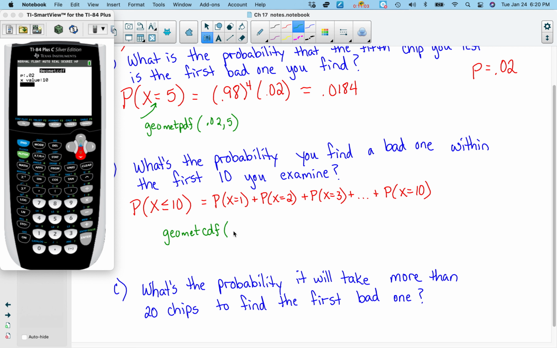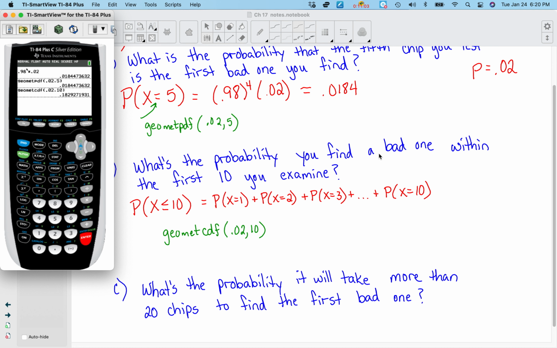So that was 0.02 and 10. And when we do that, we get 0.1829. And that's the answer, and that's a whole lot easier than calculating each one individually and adding them all up. So this is the way that you would want to do that.